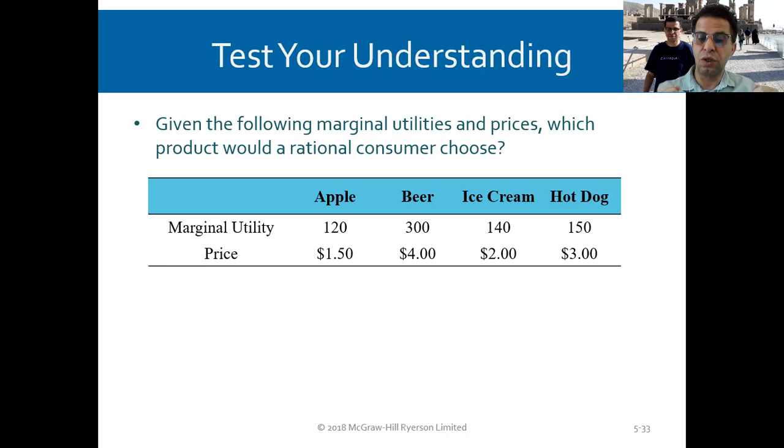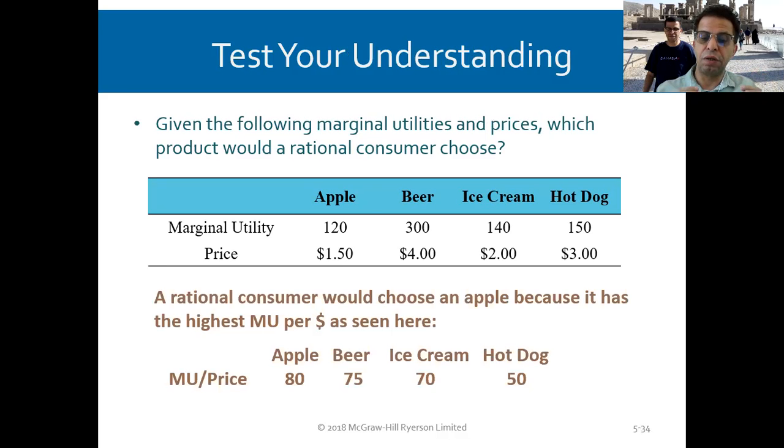Looking at the marginal utility, you will choose the beer. But comparing the price, dividing by the price, you will select the apple because the apple will give you 80 marginal utility per dollar spent. Beer will give you 75, ice cream will give you 70, and hot dog 50. So a rational consumer would choose apple because it has the highest MU per dollar. That's the rational consumer.